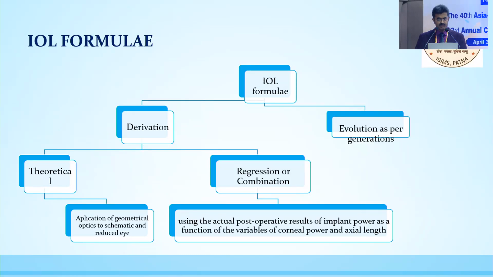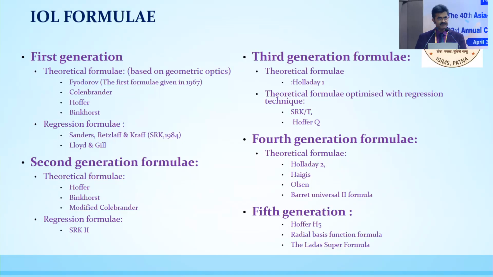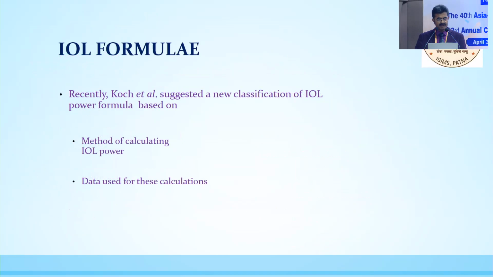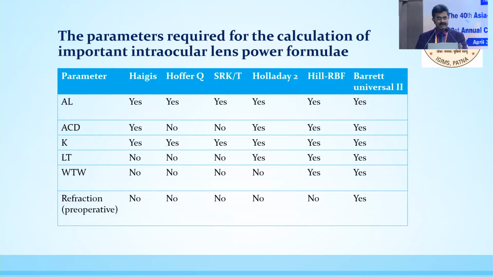Now coming to the IOL formulas, we have different generations of IOL formulas available. First, second, third, fourth, and fifth generation formulas, we all know that. But recently, Cooke et al. suggested a new classification of IOL power formulas based on the method of calculating IOL power and the data used for these calculations. This is historical or refraction based, regression analysis based, the SRK and SRK2, Vergence formulas based on Gaussian optics, 2 variable Holladay 1, SRK/T, Hoffer Q, 3 variable Haigis, Olsen, 5 variable, 7 variable, artificial intelligence based and ray tracing based. The parameters required for the calculation of important IOL power formulas are shown in the picture.